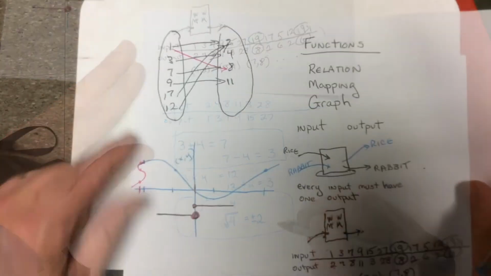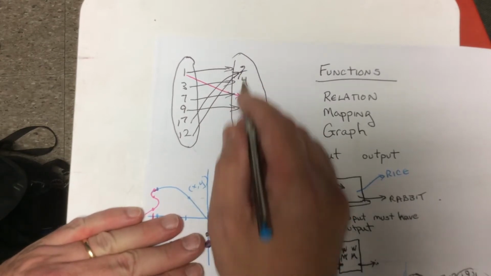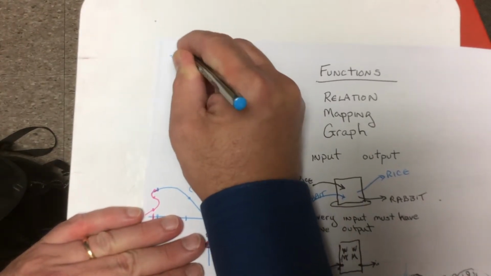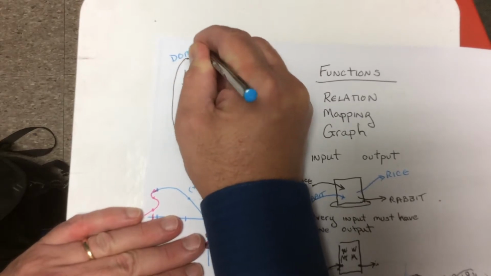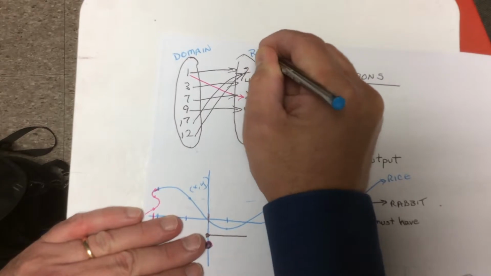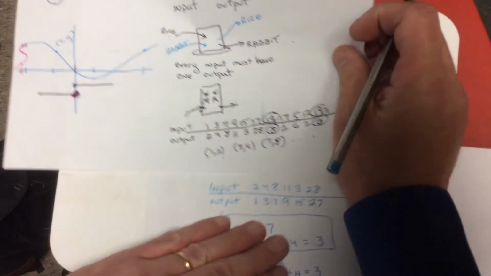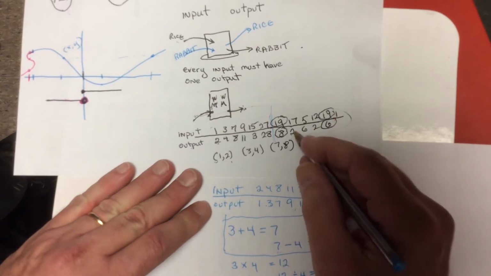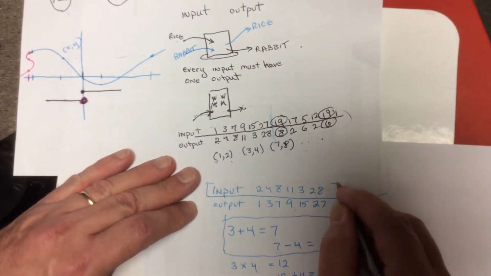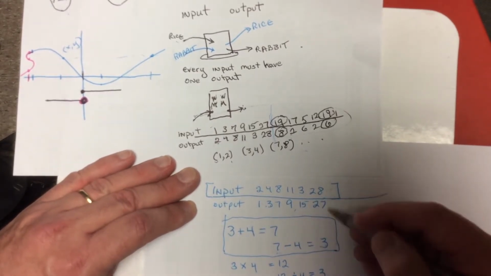Going back here for a minute. Whenever you have input and output, the input is called the domain. The output is called the range. Okay. For this relation, if I restrict the domain of my inverse relation to these 6 numbers, that makes this a function.